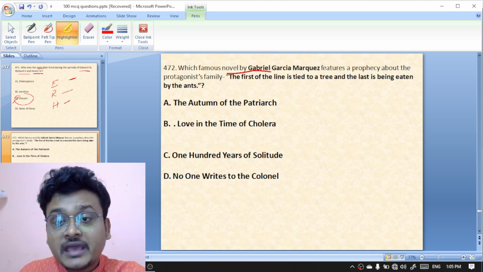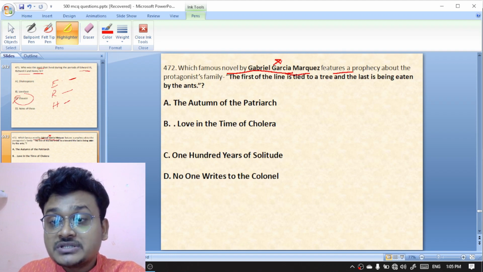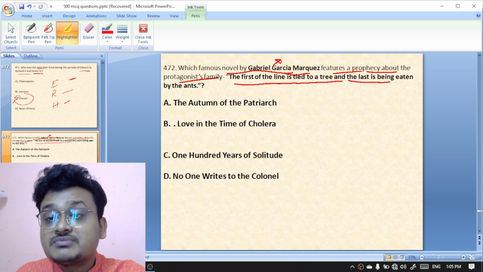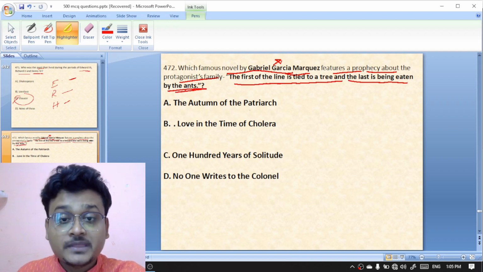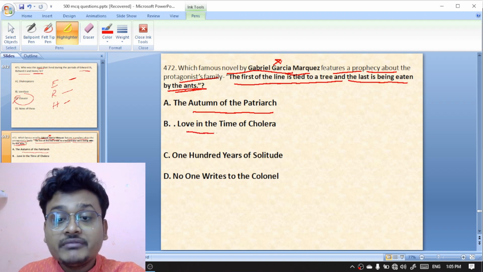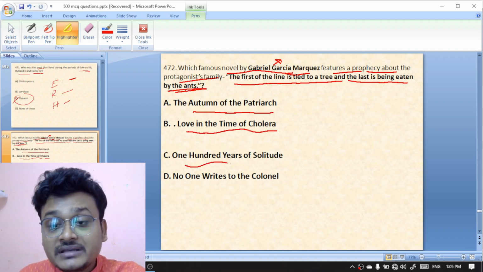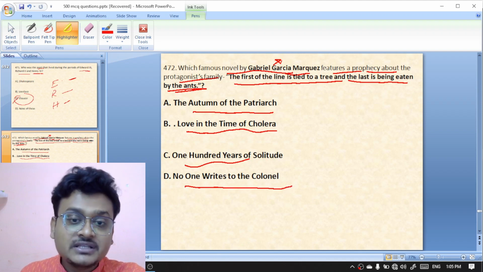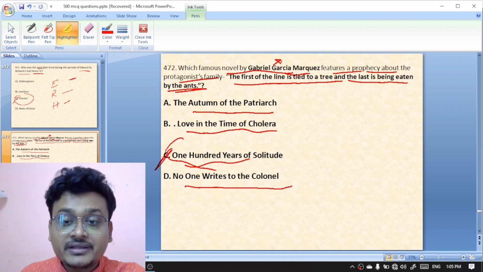Which famous novel by Gabriel Garcia Marquez, the magic realism writer, features a prophecy about the protagonist's family that the first of the line is tied to a tree and the last is being eaten by the ants? The Autumn of the Patriarch, Love in the Time of Cholera, One Hundred Years of Solitude, No One Writes to the Colonel. So here the right option is C, One Hundred Years of Solitude.